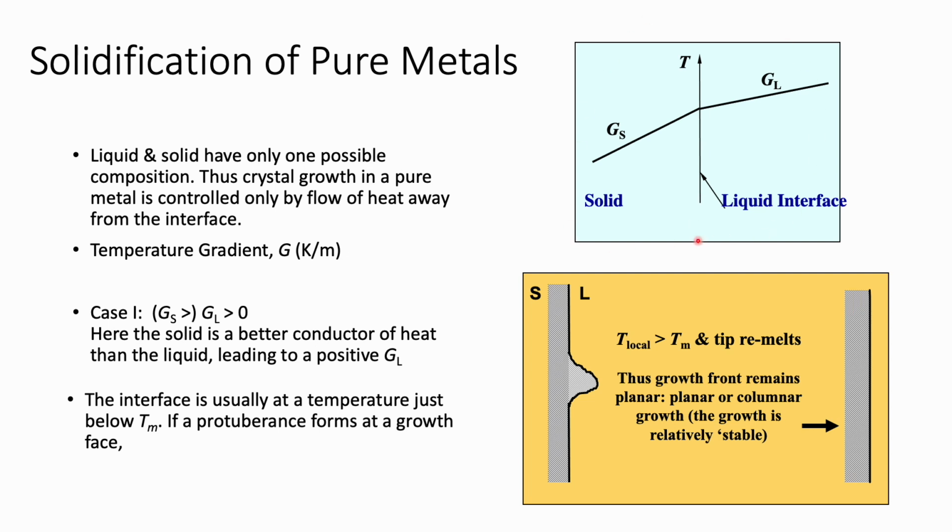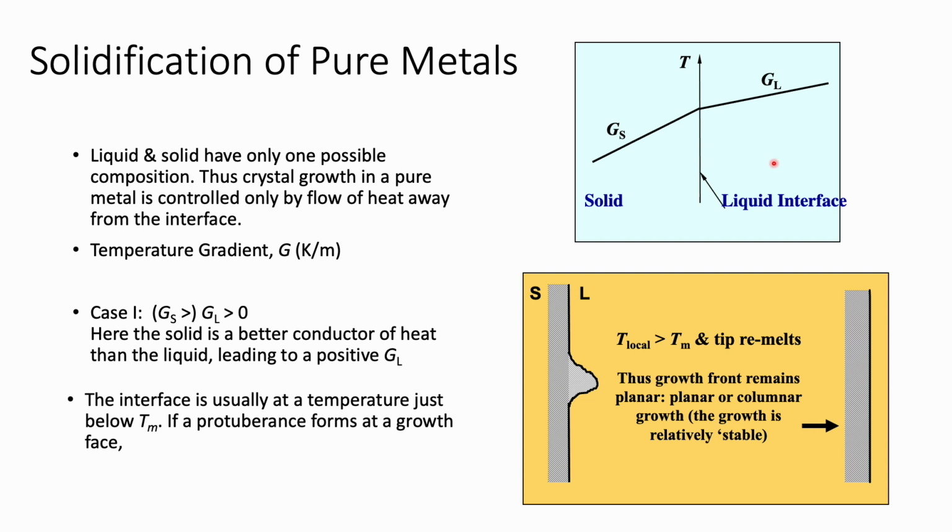So let's check the figure on the top right. This is the interface between the solid phase and the liquid phase. This curve gives you the temperature distribution in the solid phase, and this one gives you the temperature change in the liquid phase for different positions. GS and GL give you the temperature gradient for the solid phase and the liquid phase. At this point, both GS and GL are positive. So during the transition from liquid phase to solid phase, this interface will move from this position to the right, going in the liquid phase direction.